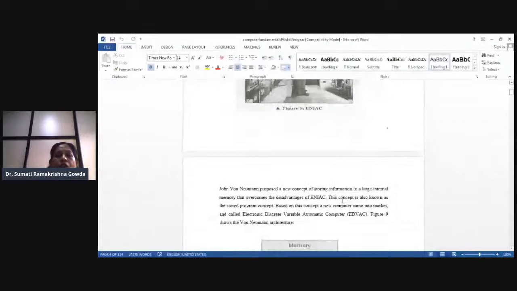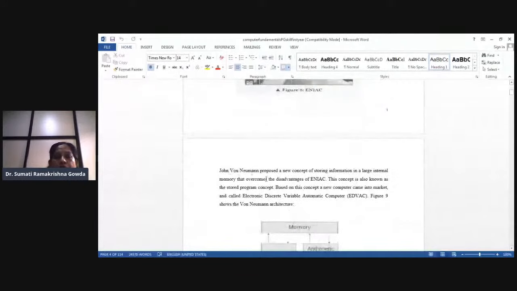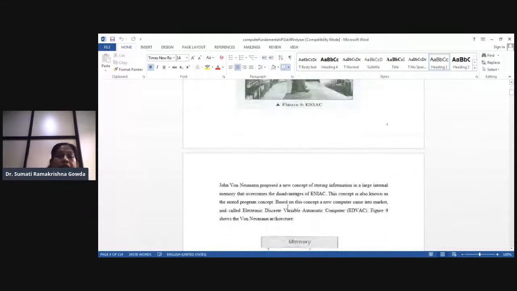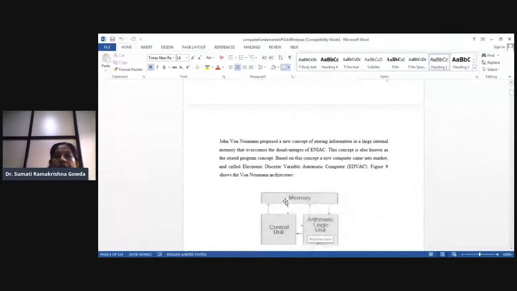Next is John von Neumann. He is a scientist who proposed a new concept for storing information in a large internal memory that overcomes the disadvantages of ENIAC. Here, the memory was very small. John von Neumann advanced the machine by designing a new large internal memory. His concept is known as the stored program concept. He designed a memory which can store a large amount of data.